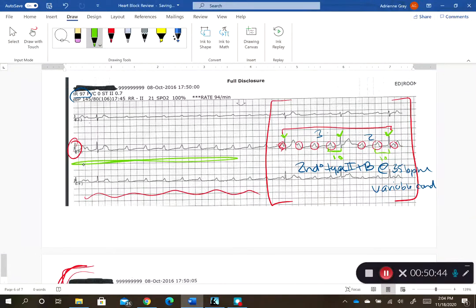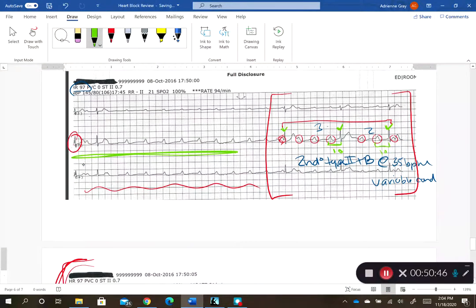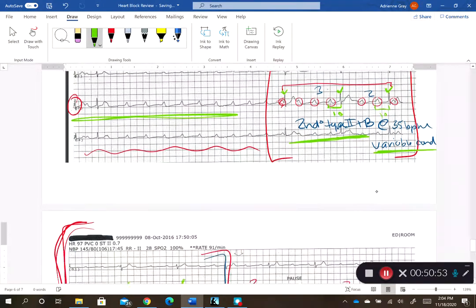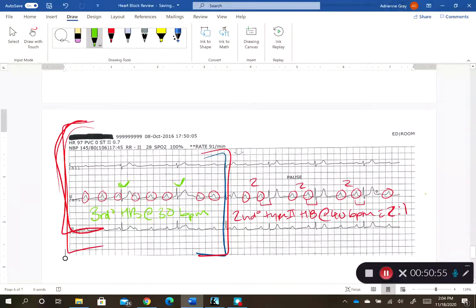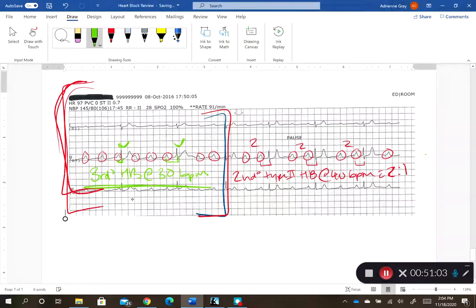That was a continuation of that ventricular standstill. Go into a 2nd degree type 2 heart block with a variable conduction ratio. Then into a 3rd degree complete heart block because my PR interval is no longer consistent. Back into a 2nd degree type 2 heart block, but this time with a regular conduction ratio of 2 to 1.